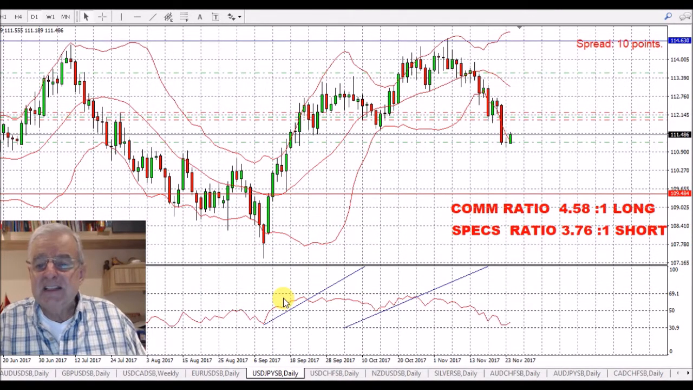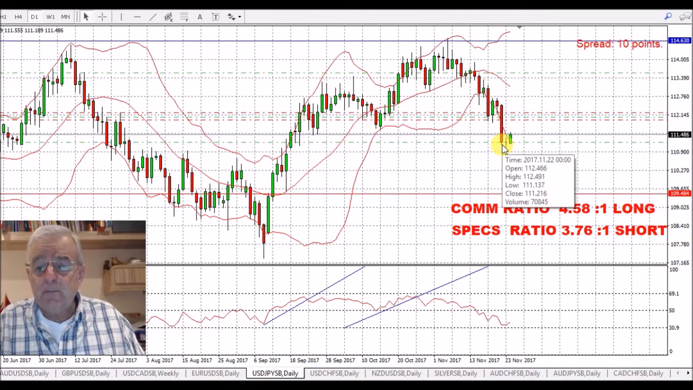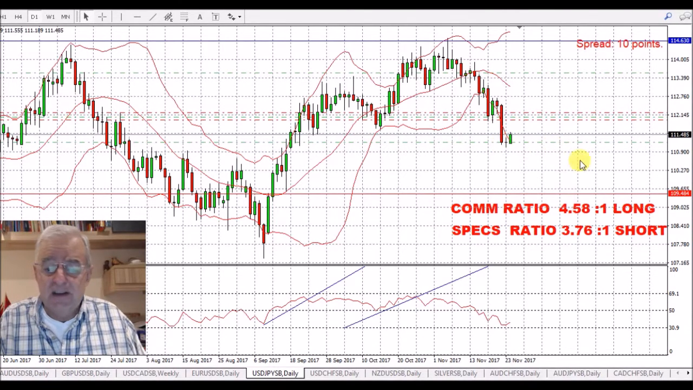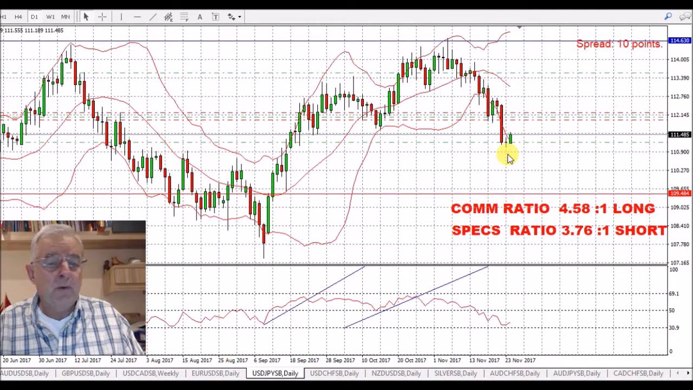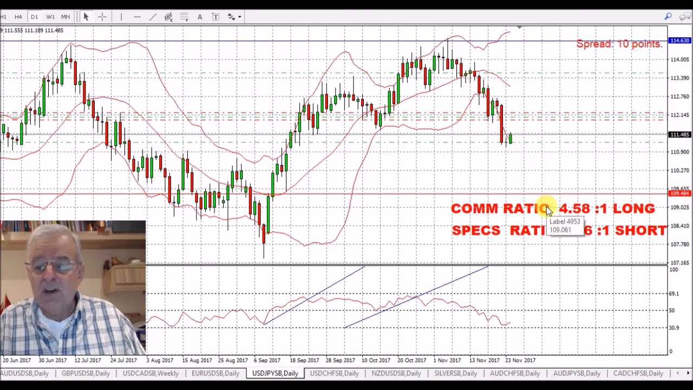USD Japanese yen, had a nice red candle come down, so that was really good. I'm expecting more weakness on this. I see the Japanese yen getting into a long-term bull trend. So we'll see how that goes, but I am expecting this to continue on down. We've got a commercials long ratio of 4.58 to 1. It'll be interesting to see the figures tonight, to see if that's increased or decreased.